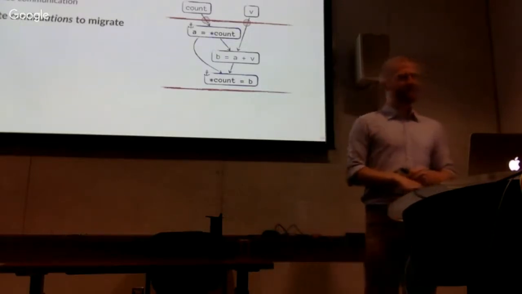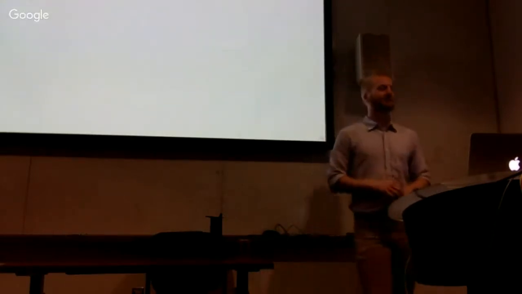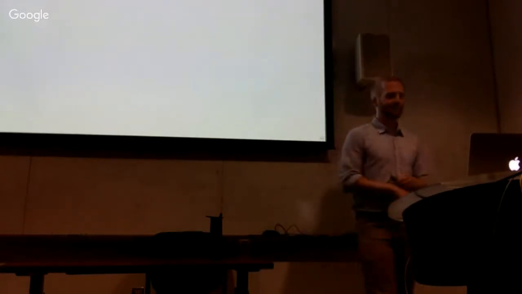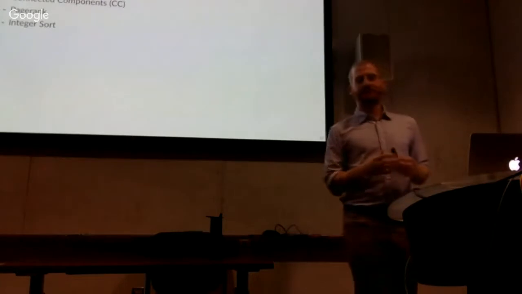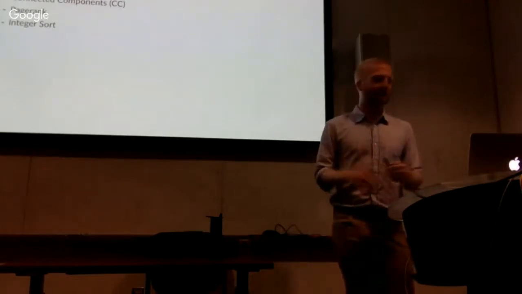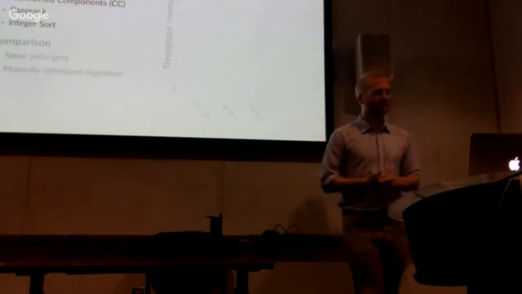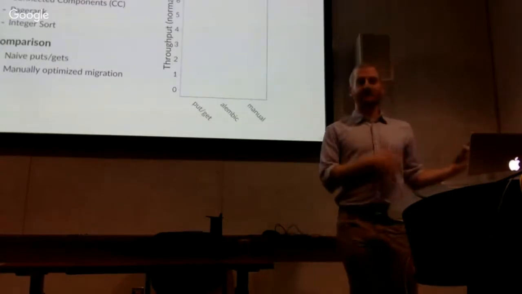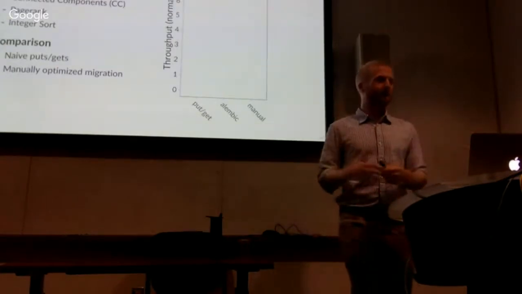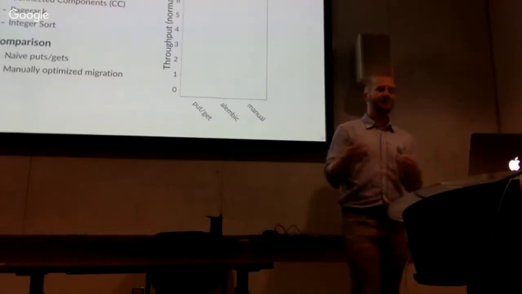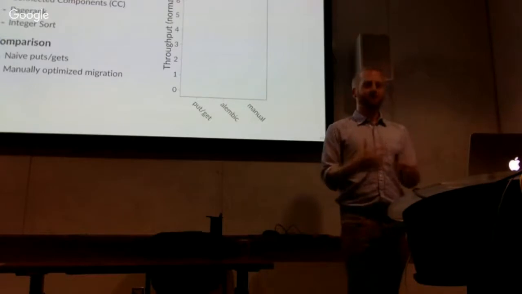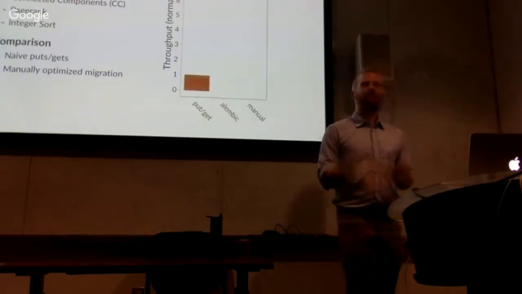Right? And together, this actually does really well. So we implemented Alembic in LLVM on top of the Grappa runtime. And then we compared its performance on a bunch of different benchmarks we'd already built for Grappa, mostly graph analytics benchmarks. And we compared it with a naive version that just does all put and get operations, and then against a manually optimized one that does migrations that we chose to be optimal. Well, that were optimal, that we chose ourselves.